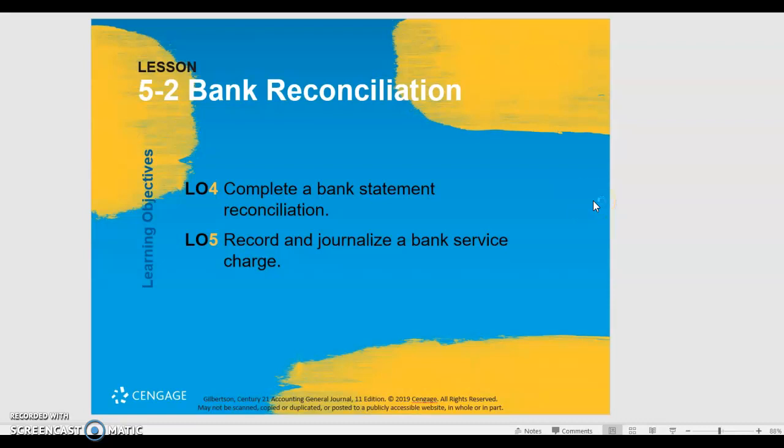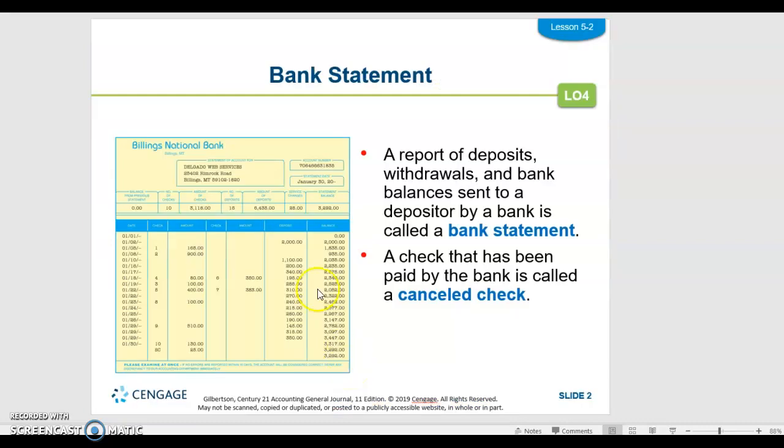This video is going to take us through 5-2 of our accounting for the bank reconciliation. So we're going to learn how to complete a bank statement reconciliation and then to journalize the service charge that we get charged. So this is the PowerPoint for 5-2, and here is an example of what a bank statement looks like. So if you have a bank account, you might get this on a monthly basis or a quarterly basis, listing all of your deposits and checks that you've written and so forth.